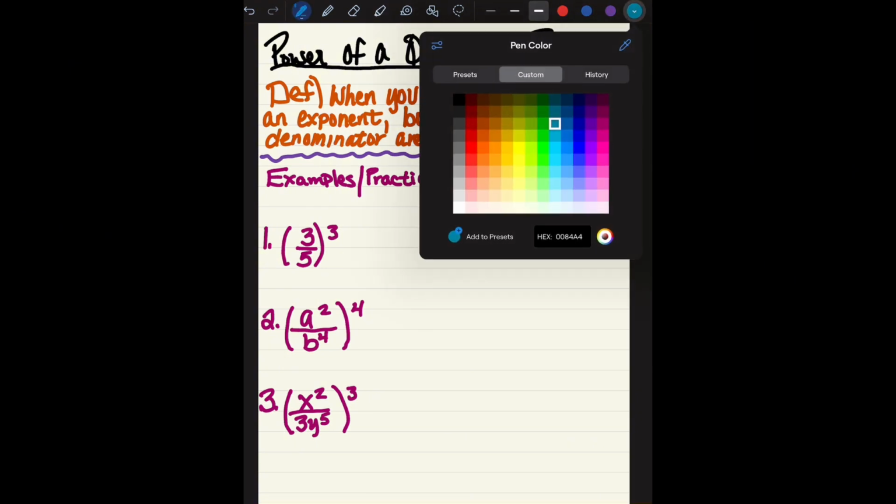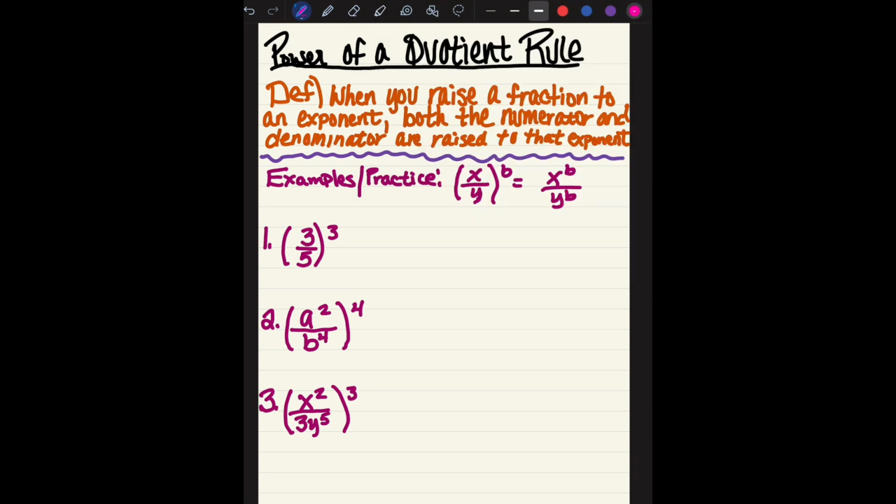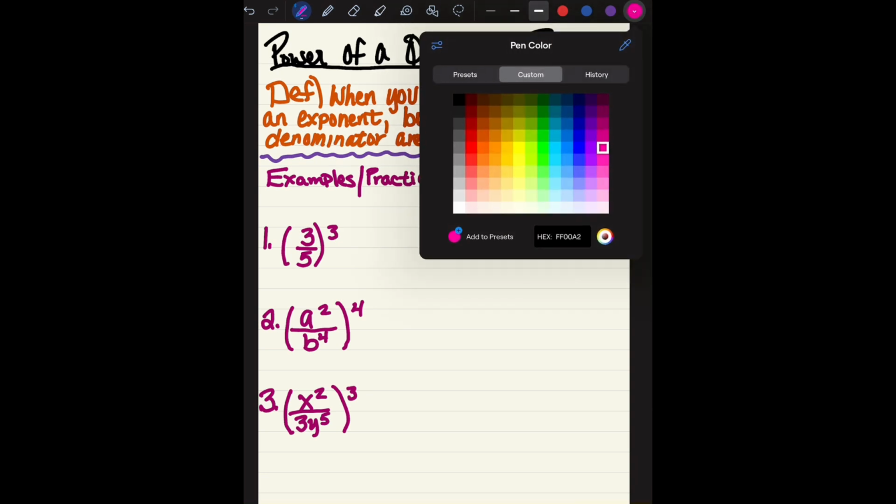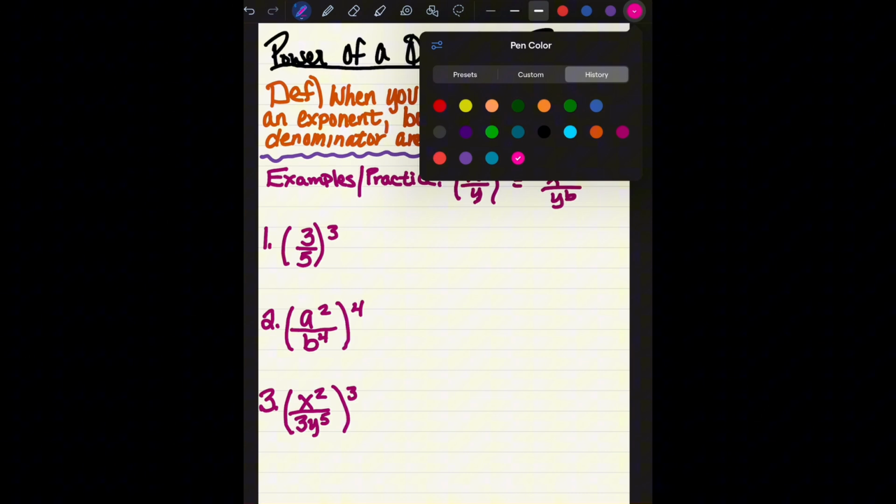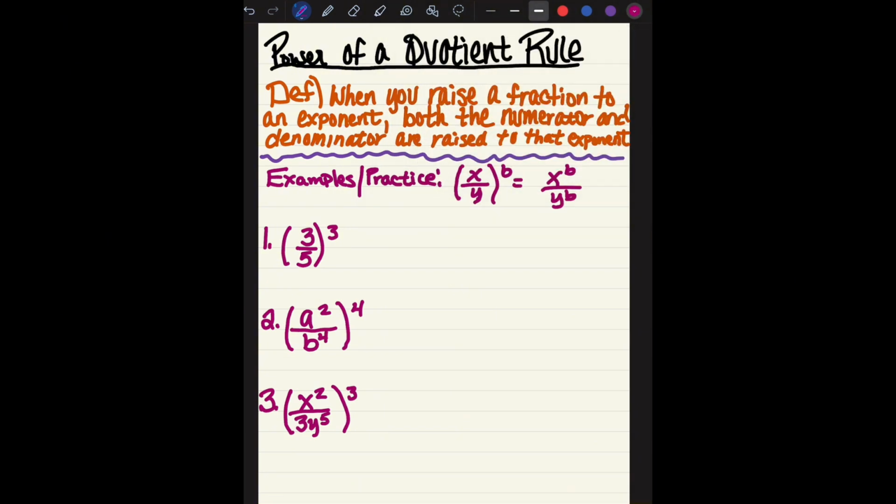All right, so let's get straight to it. Our example says x over y raised to the b power. B is our exponent, x and y are our numerator and denominator, and also our terms. So now that equals x to the b power over y to the b power.